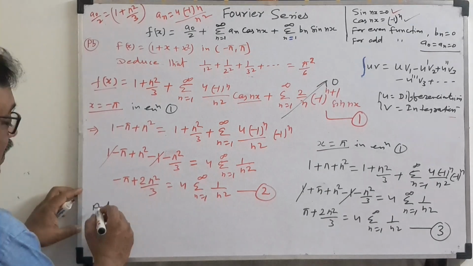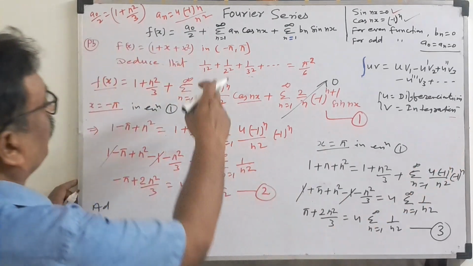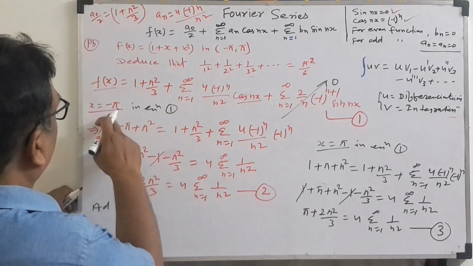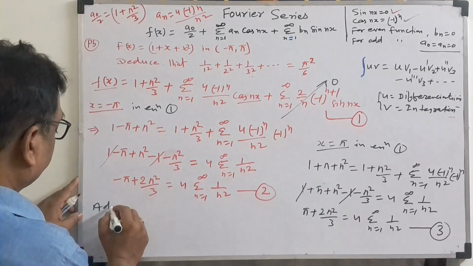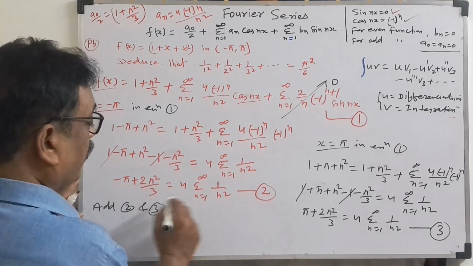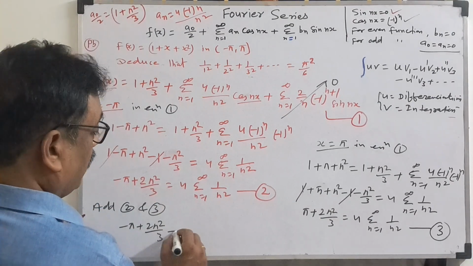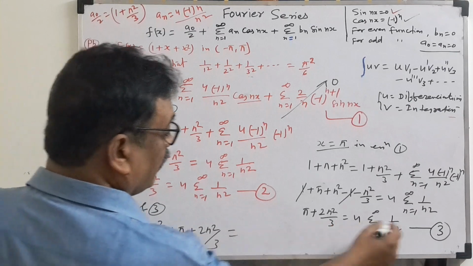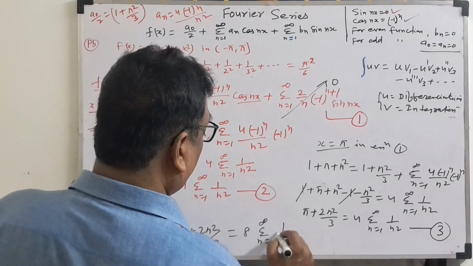This is simple. See, another method is there: check the continuity, check the discontinuity for this point, to this limit, to this limit. That is a complicated method. So just substitute x equal to minus pi in equation 1, it gives equation 2; substitute x equal to pi, it gives equation 3. Now add 2 and 3. What is 2? Minus pi plus 2 pi square by 3. This plus pi plus 2 pi square by 3. Then this side 4 and this side also 4, so 8 summation n is equal to 1 to infinity 1 by n square.